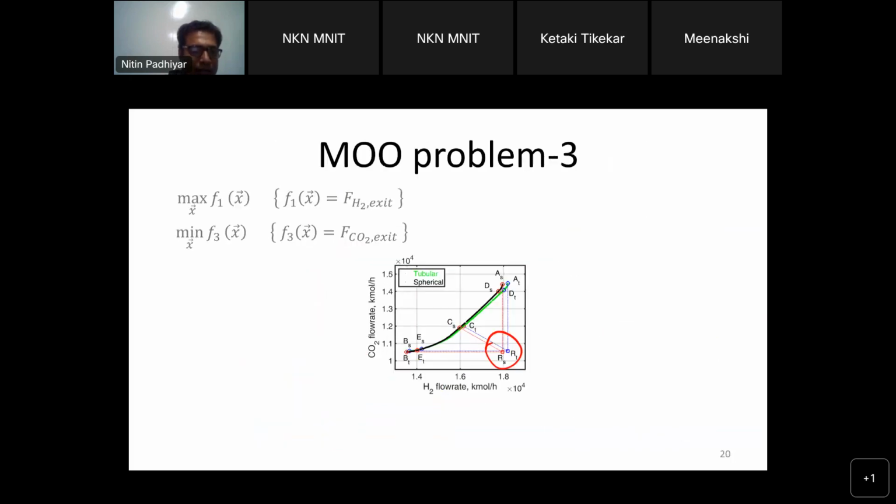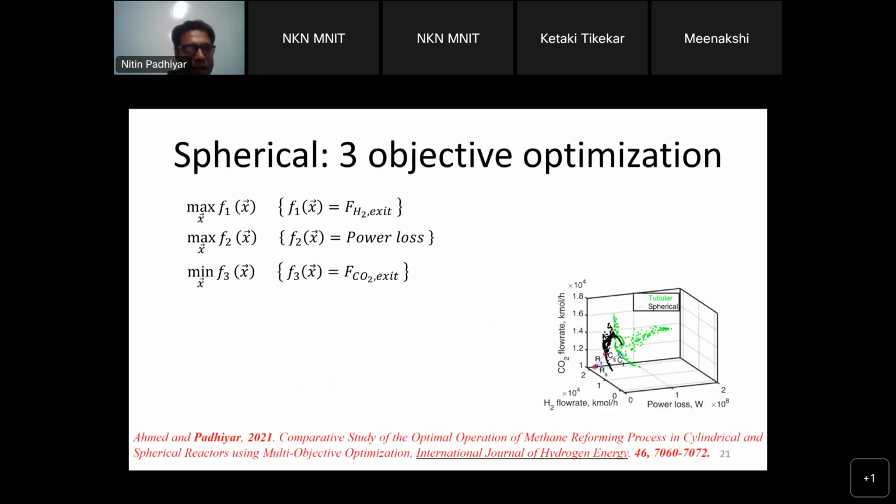And finally, all three objectives simultaneously. This is the ideal point. And look at these black points. They are very, very close to the ideal point, and the green points are far away. So explicitly, we quantified the benefits of using the spherical reactor as compared to the tubular reactor for design and operation. This study was very much appreciated, and we published it as another article in the same journal, International Journal of Hydrogen Energy. Again, the work was completed by my MTech student, Zafar Ahmed, and most of the credit goes to him.